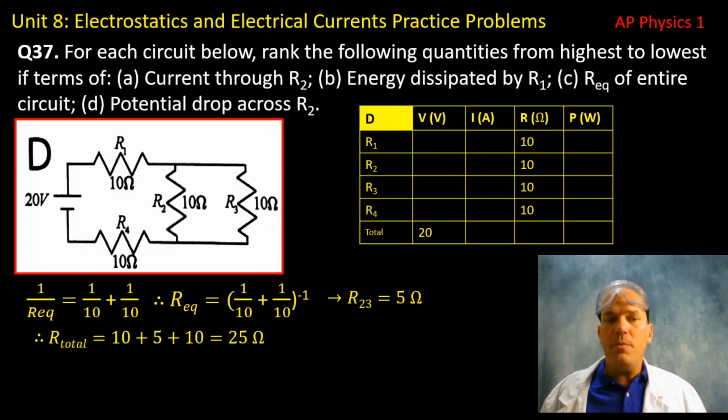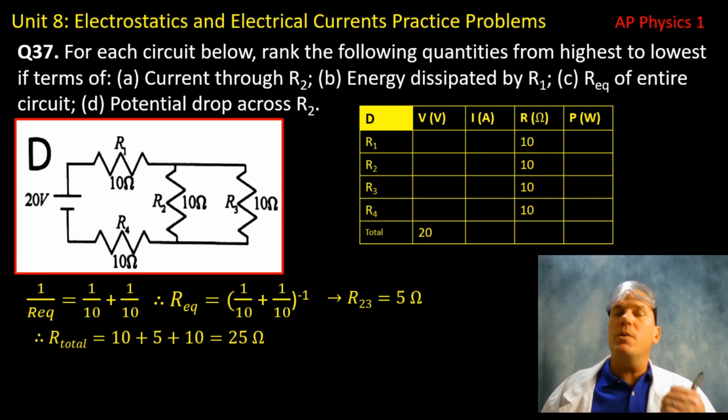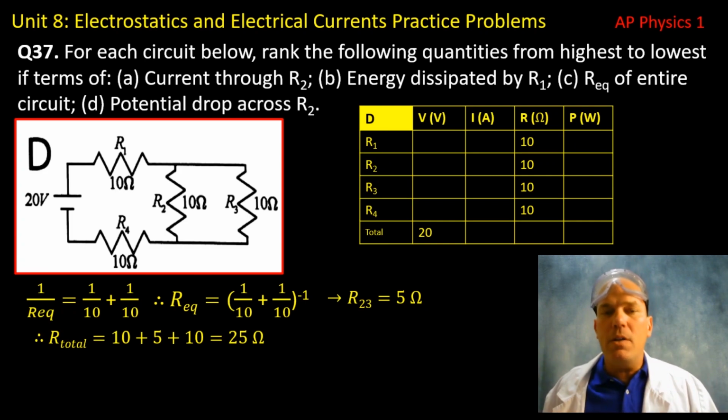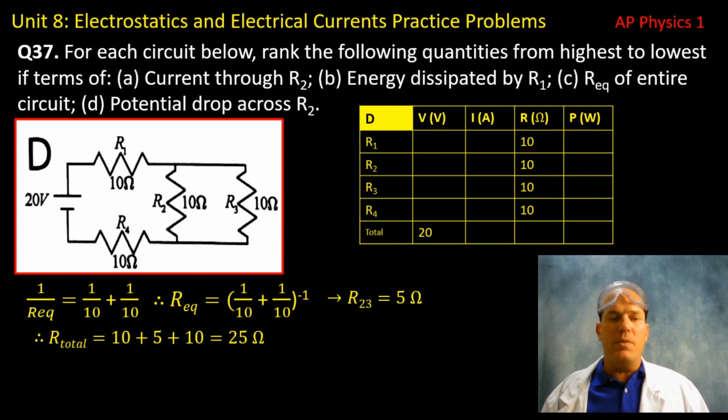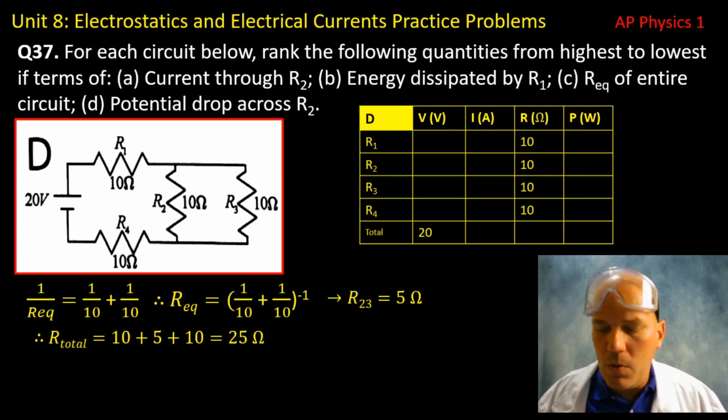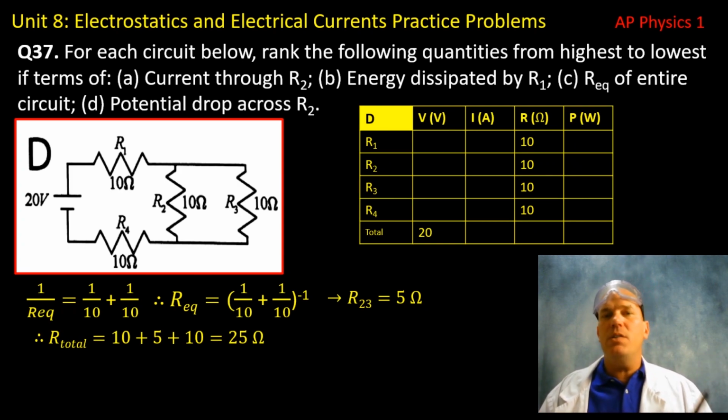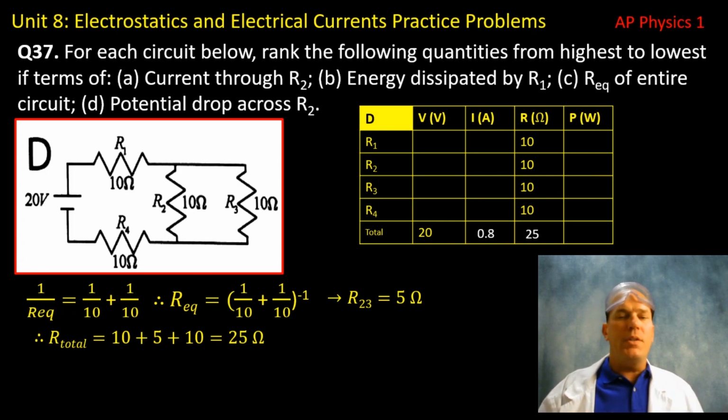Now, we have 2 other resistors. However, those resistors are in series. So R1 and R4 are in series, whereas R2 and R3 are a parallel combination. So now that we found the R2, R3 equivalent resistance, we can add that to resistor 1 and resistor 4 to get an overall total equivalent resistance of 25 ohms. Next, you can use Ohm's law. 20 divided by 25 is equal to 0.8 amps.